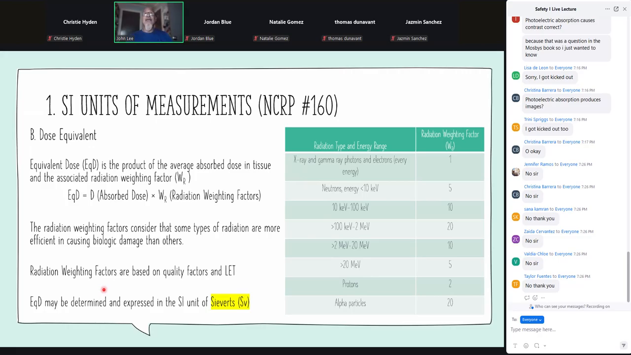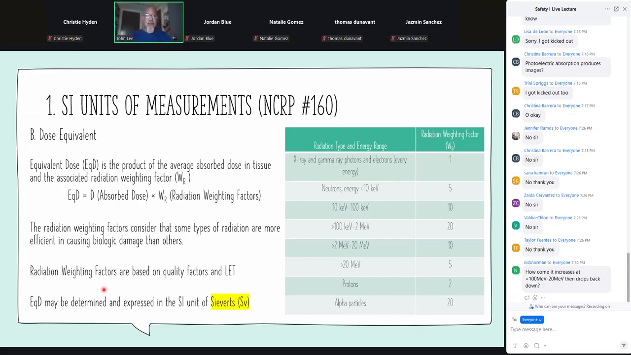So let's say we have two separate patients. One has an absorbed dose of 5 gray in tissue from X-ray. The other has an absorbed dose of 5 gray in alpha particles. Two different exposures, but they both have 5 gray in tissue.